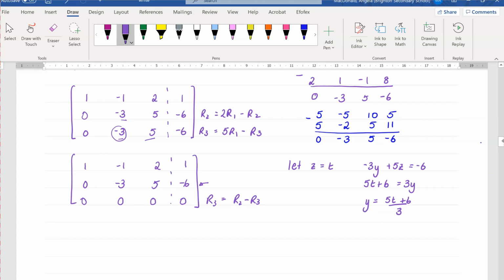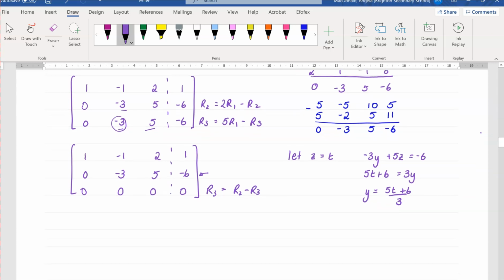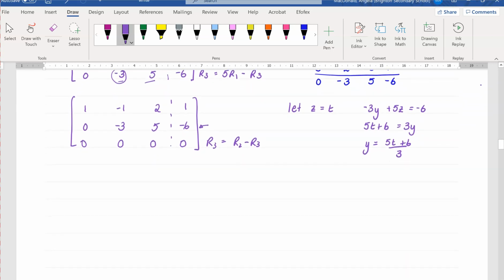We're nearly there. We now need to find x. Not so pleasant, but we can do it. Okay, because we love fractions. So we've got x minus y plus 2z equals 1. So here we go. x will be, I guess you could have done that at the beginning, that will be 1 plus y take 2z. So it's 1 plus 5t plus 6 over 3 take 2t.